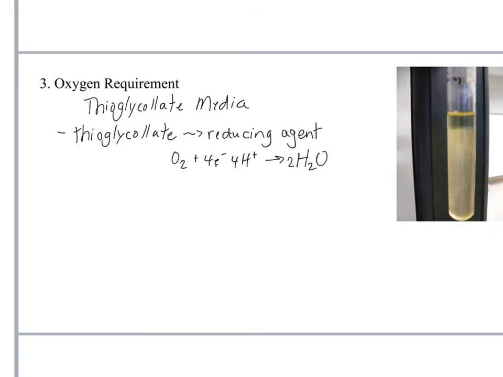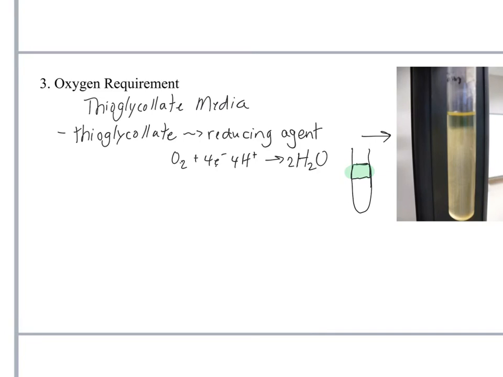All right, so here's a picture of an inoculated thioglycolate tube. Before you inoculate it, these are little larger tubes, and it has a layer of green at the top. Okay, like that. All right.